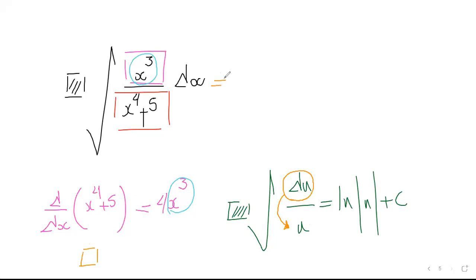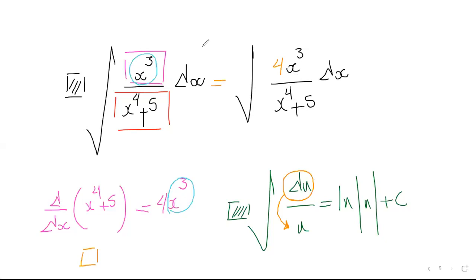We have learned that I can multiply by 4 and at the same time divide by 4. We learned that, maybe before level 3, that we can multiply and divide at the same time, which means nothing has happened. If I multiply by 4, it looks like 4 times x to the power 3 divided by x to the power 4 plus 5 dx. Now 4x cubed is essentially the derivative of x to the power 4 plus 5. You see that the numerator is now the derivative of the denominator.